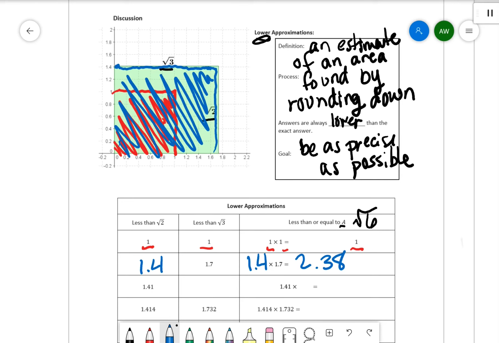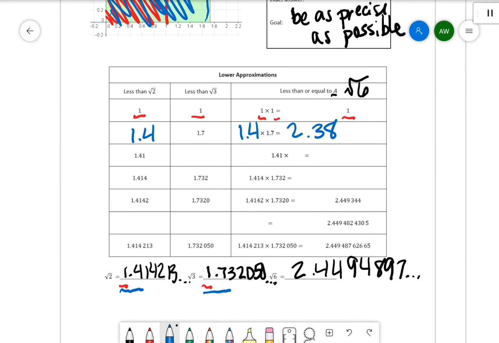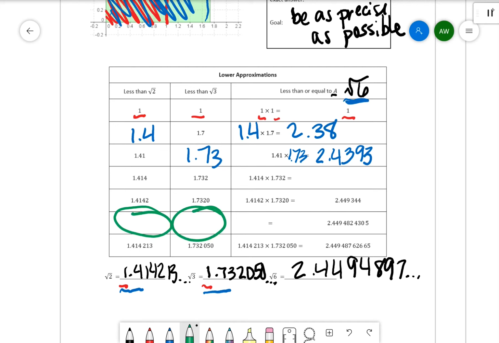Now we're going to keep going. In our third row, you probably guessed, we're going to be using 3 digits instead of 2 digits. So here we'll be doing 1.41 and 1.73. When we do 1.41 times 1.73, we get 2.4393 as our answer. Again, we're getting closer and closer to our actual area, which we know is the square root of 6. Right now, I'd like you to pause this video and take your time to fill out the empty spaces in this chart.